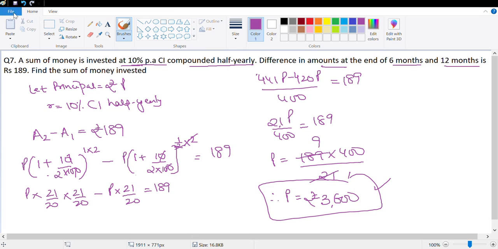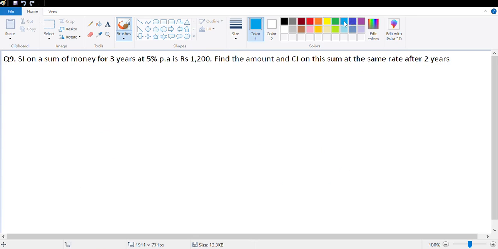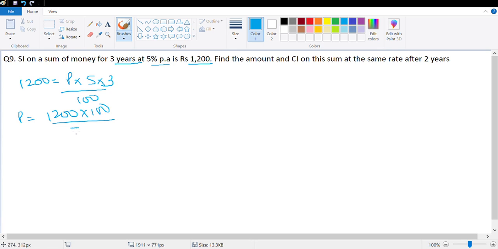Done. Let's look at the last homework question. The last homework question is question number 9. It says simple interest on a sum of money for 3 years at 5% is 1200. So 1200 is equal to principal into rate into time upon 100. P is equal to 1200 into 100 upon 5 into 3. 3 1, 3 4, 5 1, 5 8. So principal is rupees 8,000.